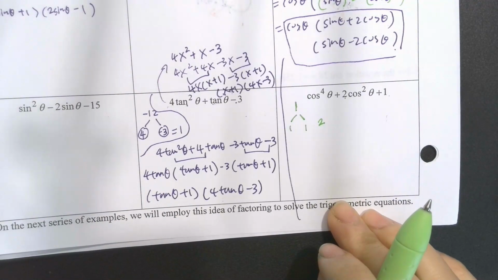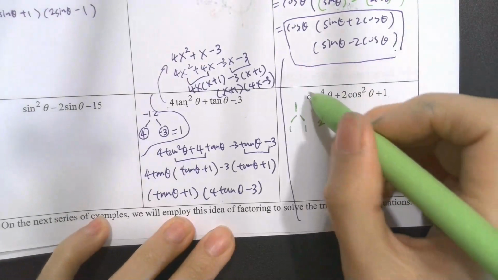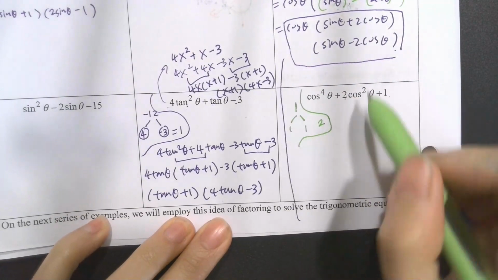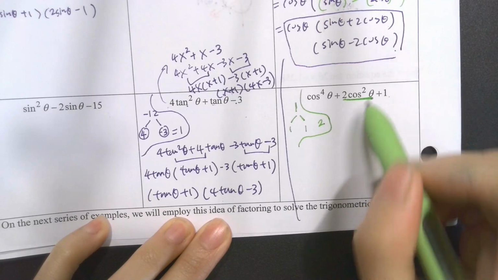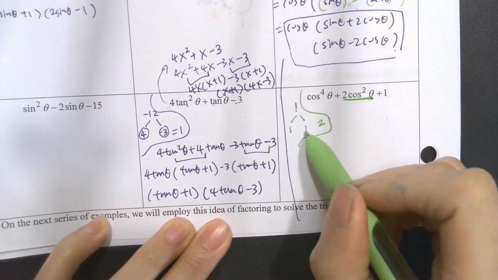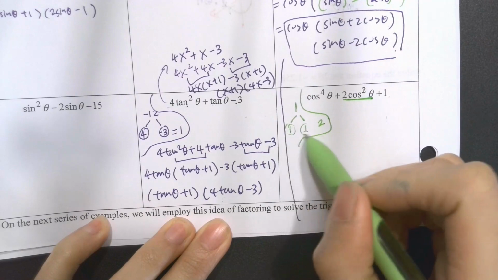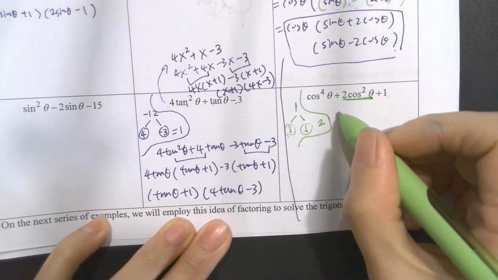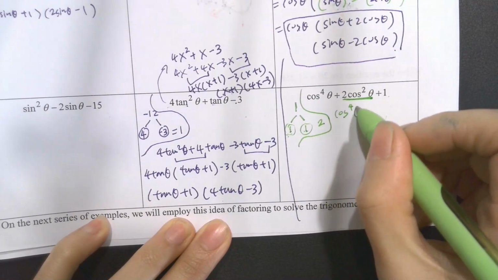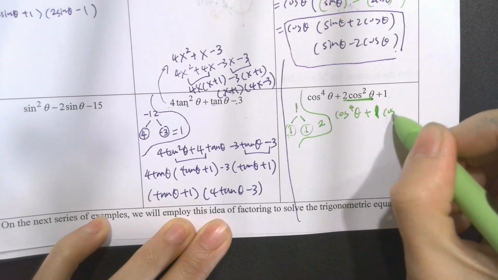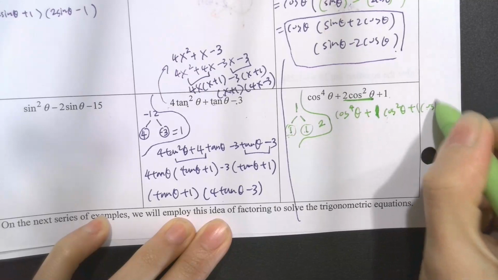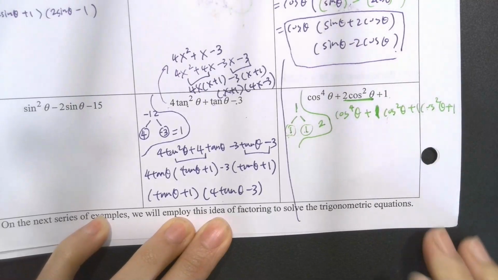All right, now, let me do this one first. 1 and 1. So instead of 2 cosine squared theta, I'm going to write it as 1 cosine squared theta plus 1 cosine squared theta, because those are your two magic numbers that you got. So cosine fourth theta plus 1 cosine squared theta plus 1 cosine squared theta plus 1.